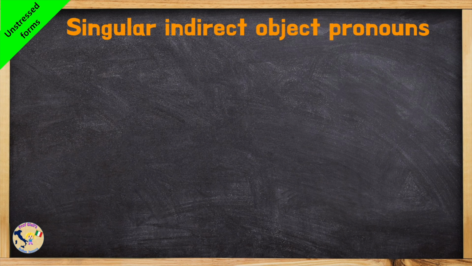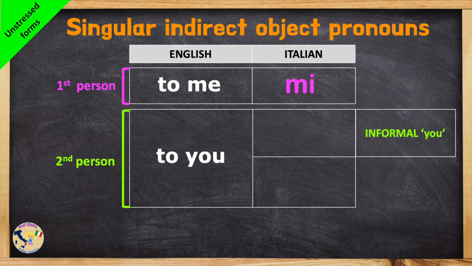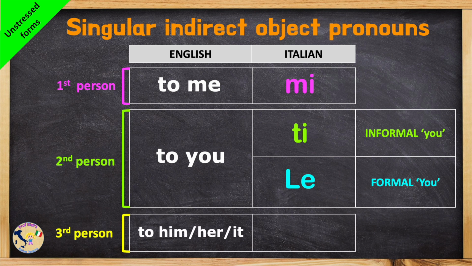Singular indirect object pronouns, unstressed forms. First person singular, mi. Second person singular, informal unstressed form, ti. Second person singular, formal unstressed form, Le. Third person singular, masculine gli, feminine le. Second person singular pronoun Le is used to replace both masculine and feminine nouns, and it is written with a capital L to distinguish it from third person singular feminine pronoun le.